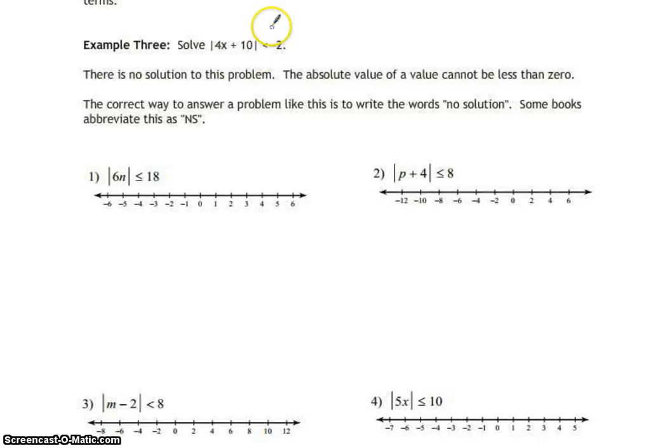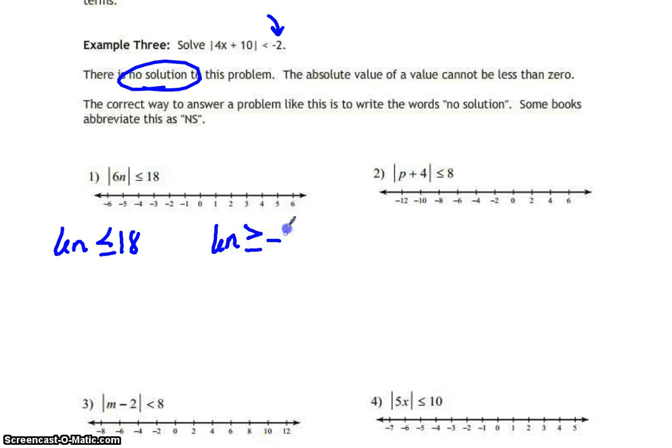Don't forget, if it's saying that it's less than a negative number, there is no solution because absolute value means it has to be positive. So looking at the absolute value of 6n is less than or equal to 18, you're going to have 6n is less than or equal to 18, and you're going to have 6n is greater than or equal to negative 18. You flip the symbol and you change the sign. So we're going to divide both sides by 6. N is less than or equal to 3, and n is greater than or equal to negative 3.